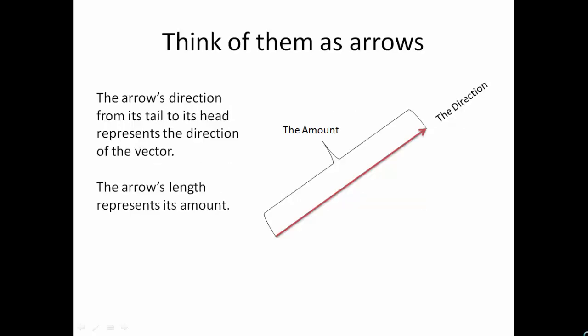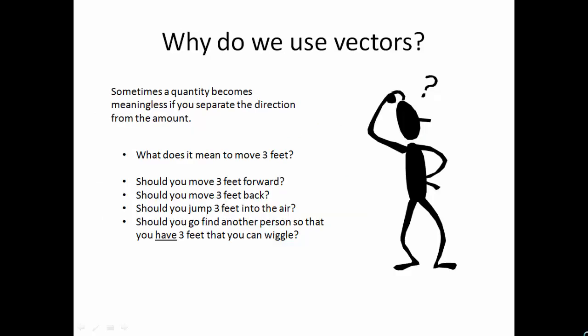So here's what a vector really is. Think of them as arrows. The arrow's direction from its tail to its head represents the direction of the vector, and the arrow's length is its amount. Whatever direction the arrow points, that's the direction of the vector, and whatever length it is, that's its amount. It's also sometimes called the magnitude of the vector. And really, this is how you should always think of vectors. I can't think of one single example where you have an actual real vector where you can't think of it as an arrow. Using the arrows in your head will make it a little bit more clear when trying to visualize what we're talking about.